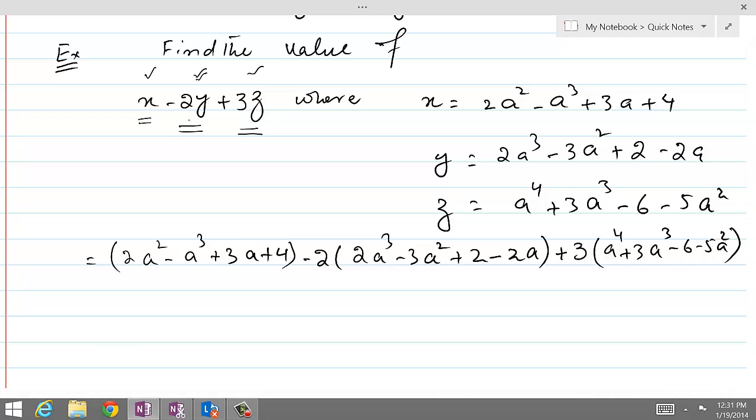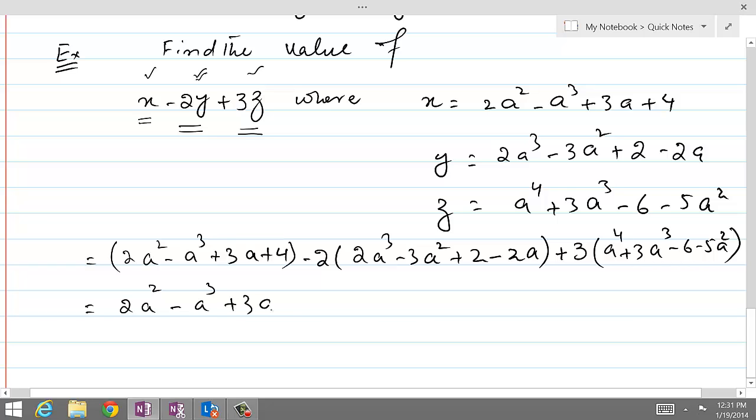Now let's perform these scalar multiplications. This is going to be as such: 2a square minus a cube plus 3a plus 4, and now minus 2 will multiply. Because of this minus here, all the signs are going to change inside the bracket until the bracket closes. And because of 2, every coefficient inside will be multiplied by 2. So in fact we are multiplying every number with minus 2.